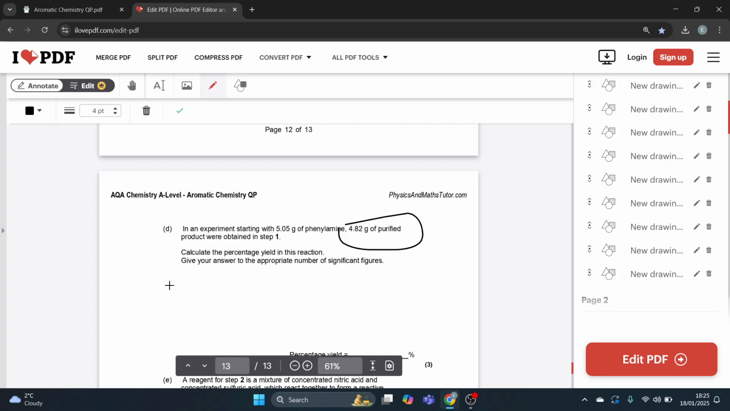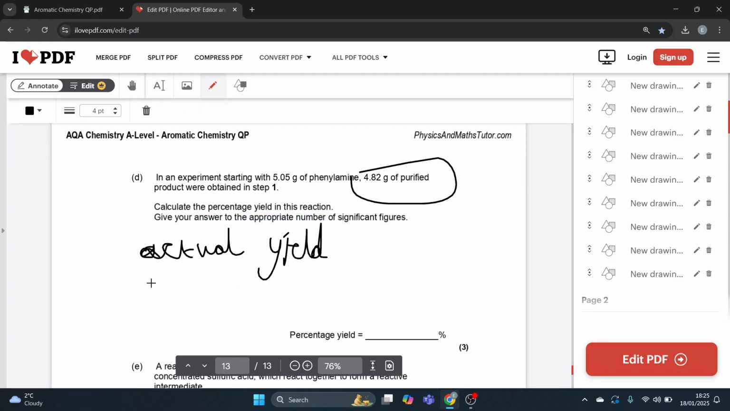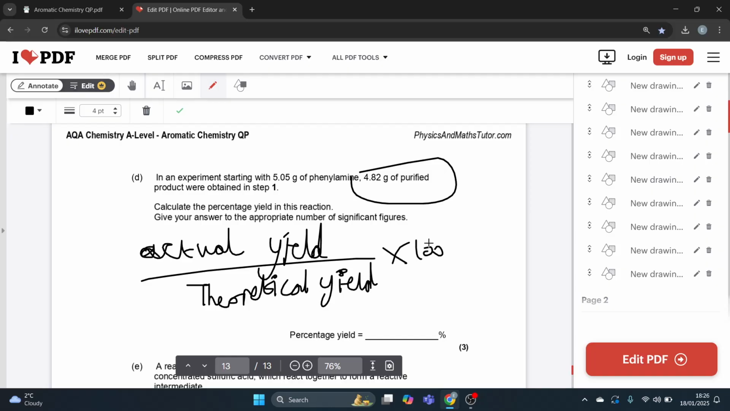So percentage yield, what's the formula? Actual yield. That's the first thing I would jot down, because if I forgot the formula, then I can't really get the final mark. The first two marks are, I'm assuming, going to be me working out moles, MR, etc., times by 100. So I know the actual yield is 4.82 grams of purified product. I need to find the theoretical yield, therefore I can find the percentage yield, which is actual yield over theoretical yield times by 100.